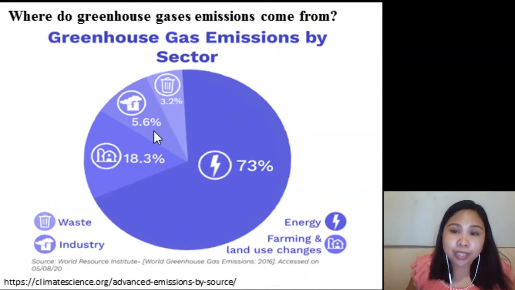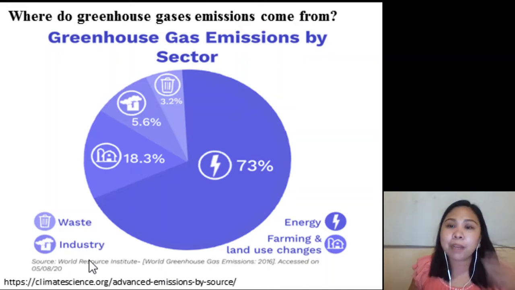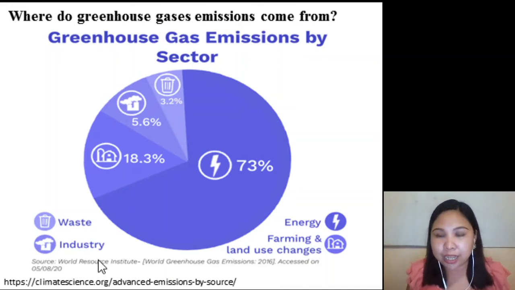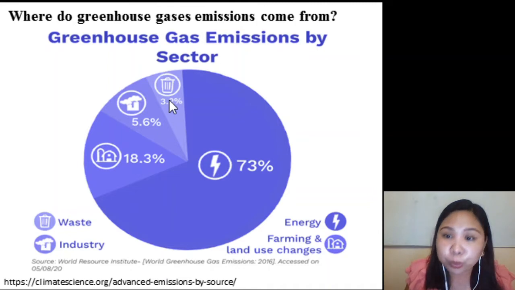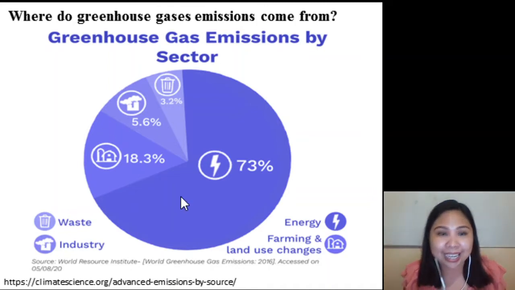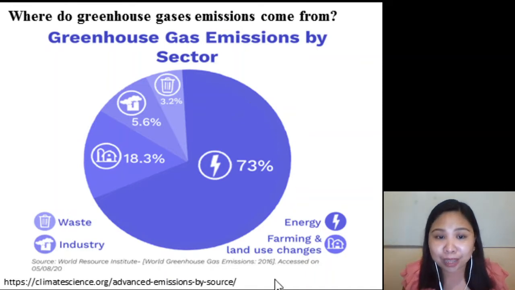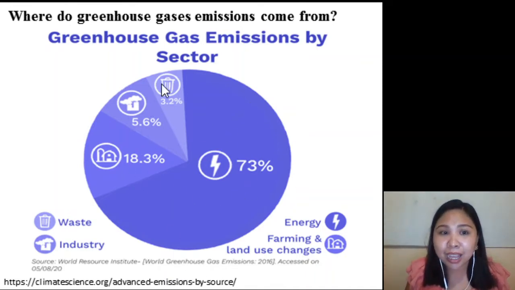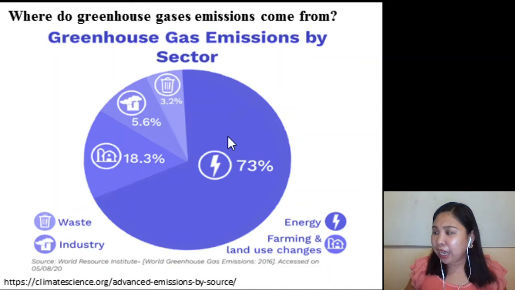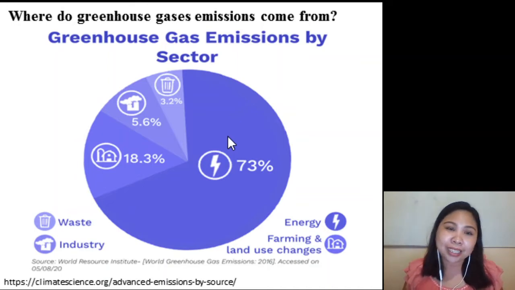And 5.6% of greenhouse gas emissions are coming from the industry. Mga pabrika, mga factories, ayan. And yung 3.2% yung mga wastes natin, ayan. So, nandyan mostly nanggagaling yung mga methane. So, tingnan natin in detail kung ano ba yung mga nagko-contribute sa bawat sector na ito, para matrace natin kung saan ba yung pwede nating baguhin yung mga ginagawa natin para somehow mabawasan yung mga greenhouse gas emissions. Okay?